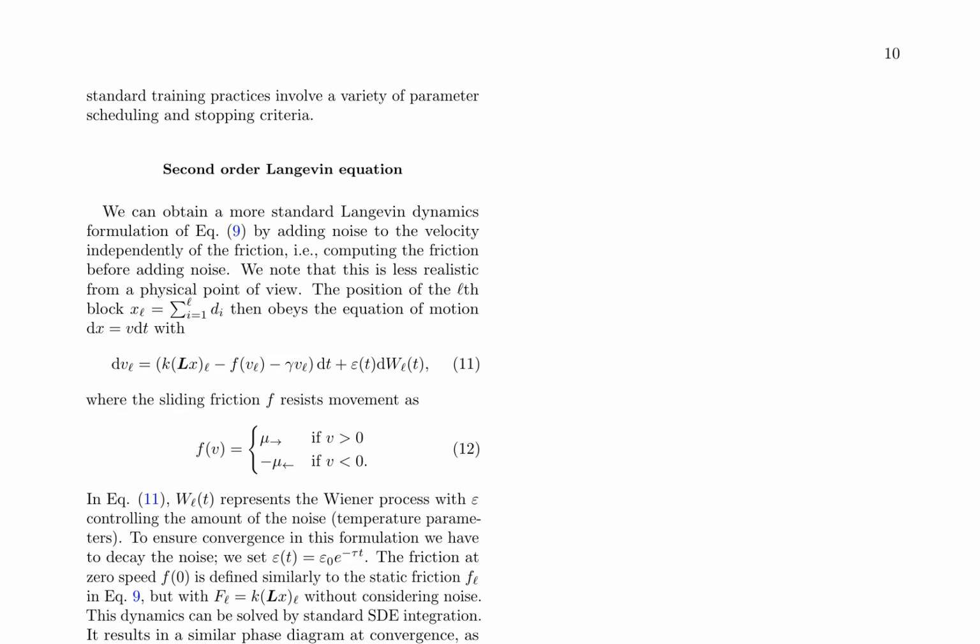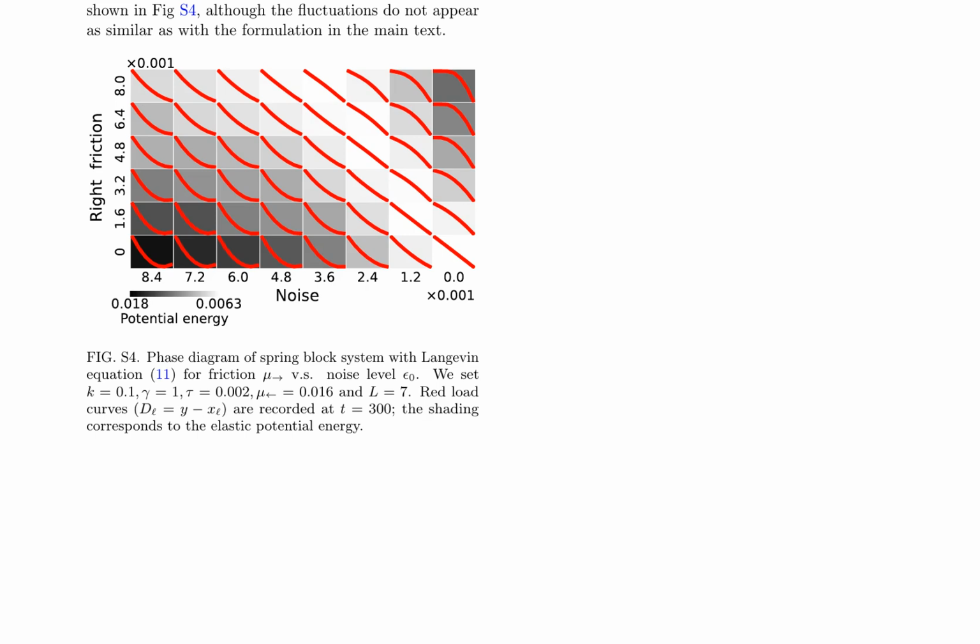An alternative formulation of the spring block system is presented as a second-order Langevin equation, where noise is added to the velocity independently of friction. This results in equation 11, which can be solved using standard SDE integration. The phase diagram of this system is shown in Figure S4, demonstrating similar behavior to the original formulation. The authors highlight the importance of noise decay to ensure convergence in this formulation.